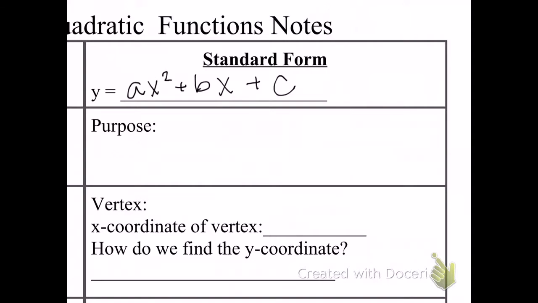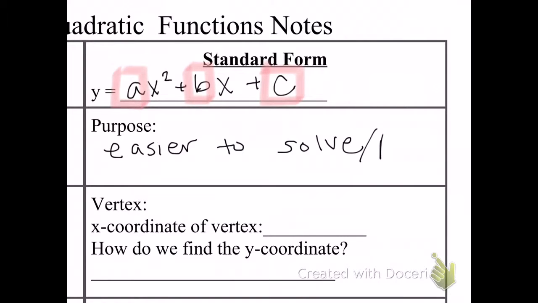So A, B, and C are going to play an important role for the rest of this unit, so make sure you know that the coefficient with x squared is A, the coefficient with x is B, and our constant is C, which will remind you as time goes on as well. The purpose of this formula is that it's just easier to solve, and it's a lot easier to factor too, which you'll learn in a bit.